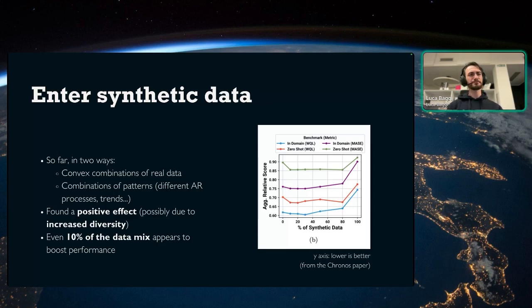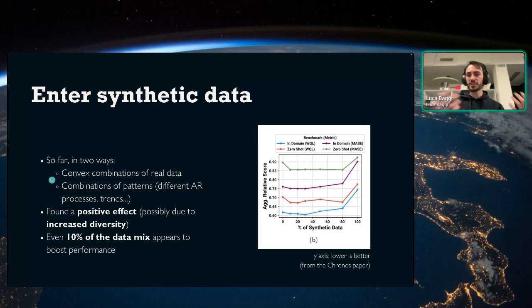They found out that adding synthetic data has a generally positive effect. Researchers have found that using 5, 10, 15, even 20% of synthetic data is useful and improves model performance. And what is this synthetic data? Well, it's really easy. It's just a way to combine patterns in the data.